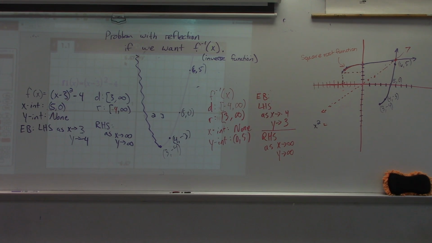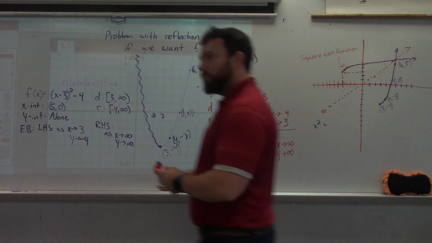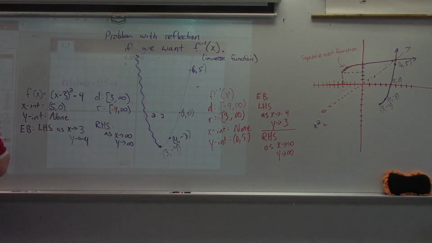Okay, I know we only have about 5 minutes. One last thing I do want to point out, and I'm glad I didn't do this earlier. If y is equal to x minus 3 squared, hold on 1 second. Do you know what I would do to find my inverse equation? What would I do to find my inverse equation here? Add 4 to both sides, cool. So y plus 4 is equal to x minus 3 squared. Now what? Square root.